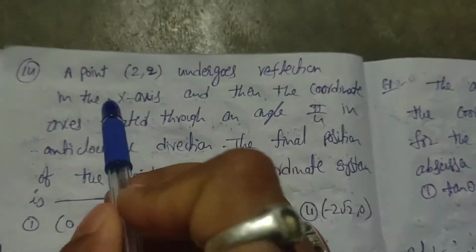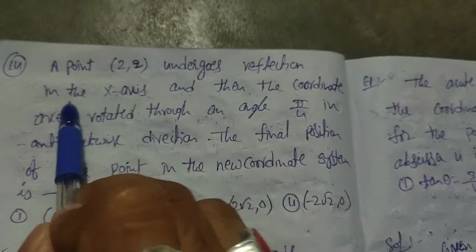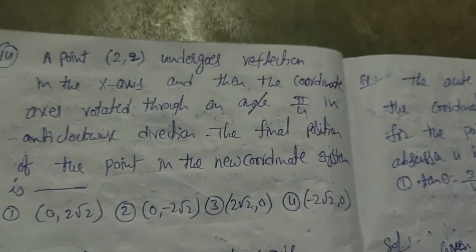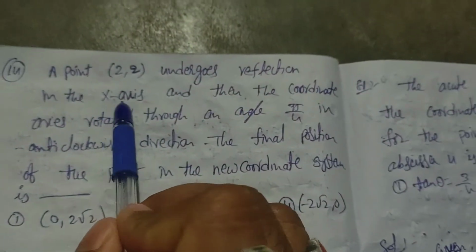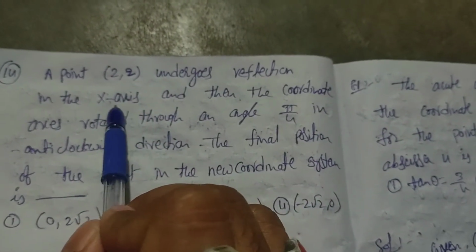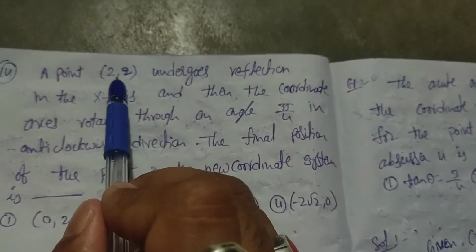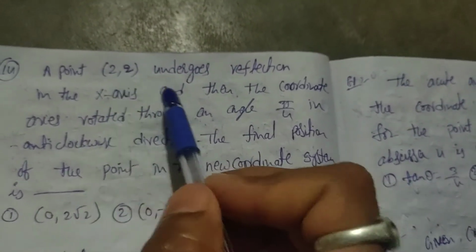So a point (2, 2) undergoes reflection in the x-axis. That means he is asking first, what is the reflection of (2, 2) with respect to the x-axis. With respect to the x-axis is nothing but (2, minus 2). Okay.